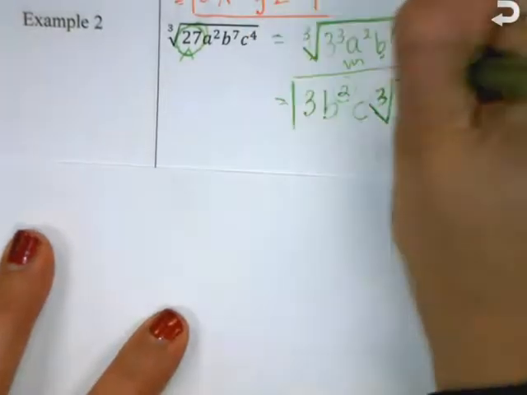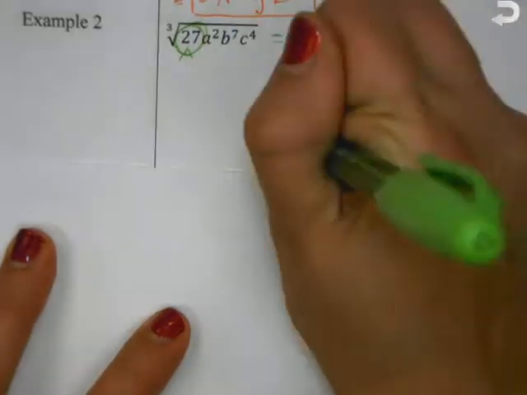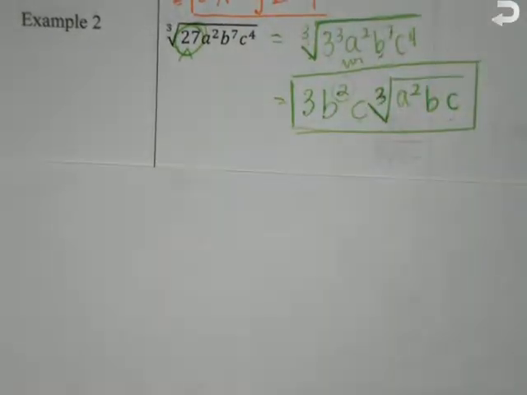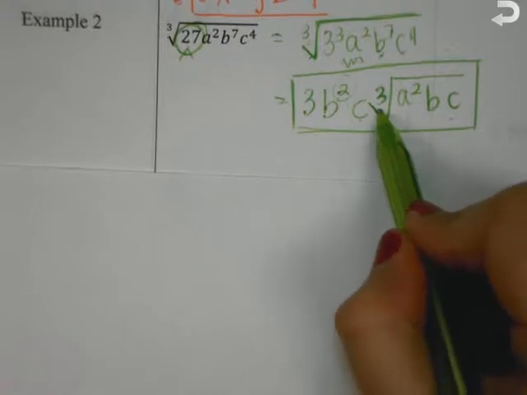So it's similar to what we were doing in the previous unit with square roots. But with square roots, we were looking for pairs. With cube roots, we're looking for groups of 3. With fourth roots, we're looking for groups of 4. So it all depends on what your index is. Okay? All right, example 3.